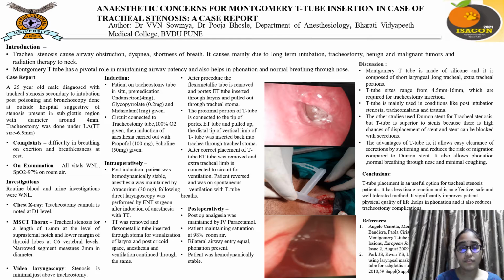After the procedure, the flexometallic tube is removed and a Portex ET tube is inserted through the larynx and pulled out through the tracheal stoma, and the proximal portion of the T-tube is connected to the tip of the Portex ET tube and pulled up. The distal tip of the vertical limb of the T-tube was inserted back into the trachea through the tracheal stoma. After correct placement of the T-tube, the ET tube was removed and the extratracheal limb is connected to the circuit for ventilation. Patient was reversed and was on spontaneous ventilation with T-tube breaths.